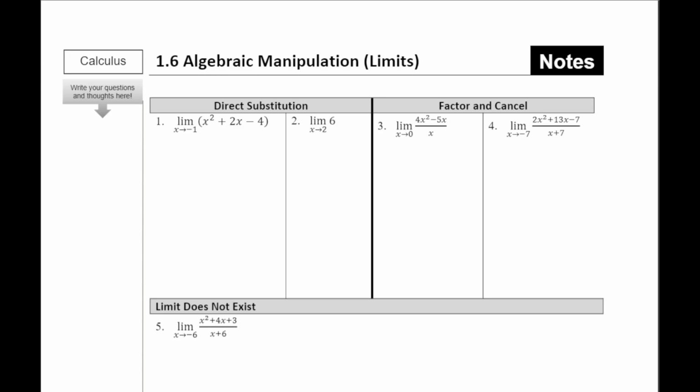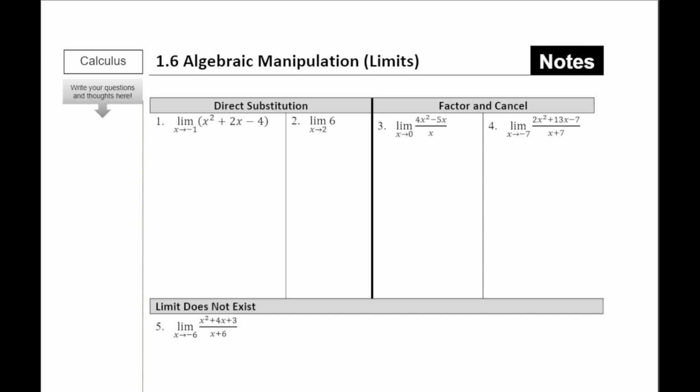1.6 Algebraic manipulation with limits. So here we are working with more algebraic calculation of limits. The first thing you want to do with any limit you have is try direct substitution. And by direct substitution, you see question 1.